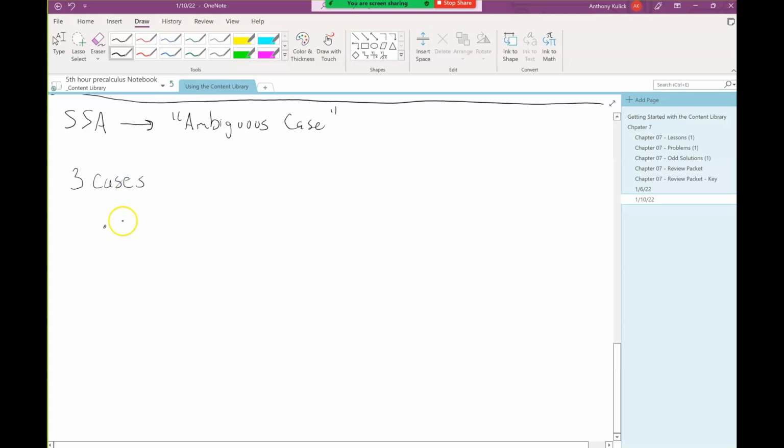So there's 3 cases. Case 1 would be where angle A, let's draw a picture here because I want to use some. Let's start with this.